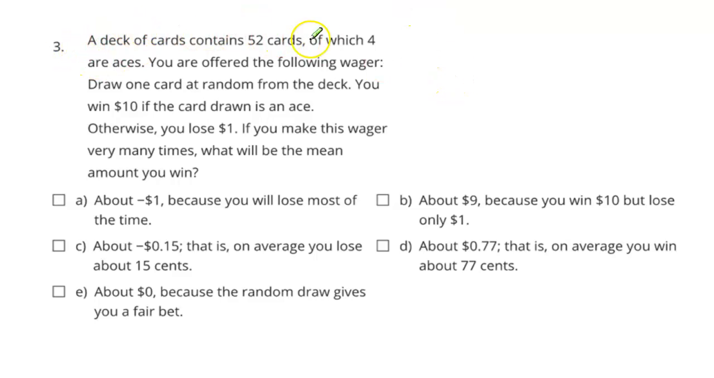For question 3, a deck of cards contains 52 cards, of which 4 are aces. You're offered the following bet. Draw 1 card at random from the deck. You win $10. Wow, that's pretty good if the card drawn is an ace. Otherwise, you lose $1, okay?